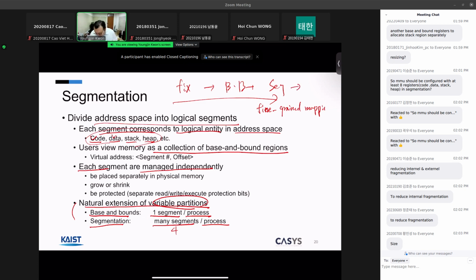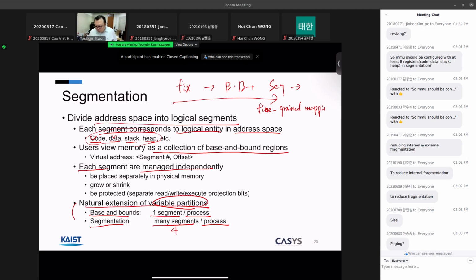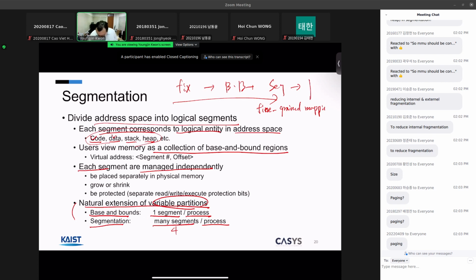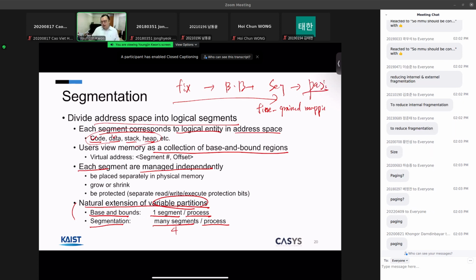Therefore, what is the next direction after segmentation? One of the most fine-grained mappings: paging. Okay, so that is the direction of the mapping mechanisms. We are talking about segmentation and then moving to paging. That's the key momentum: making the mapping more fine-grained, reducing internal fragmentation.